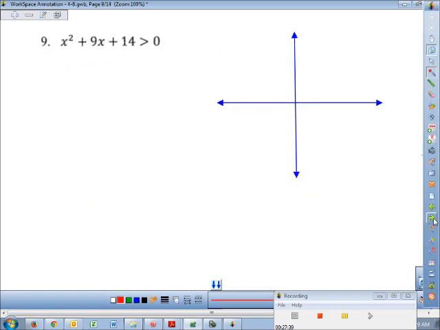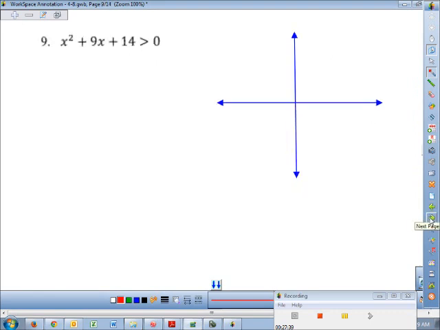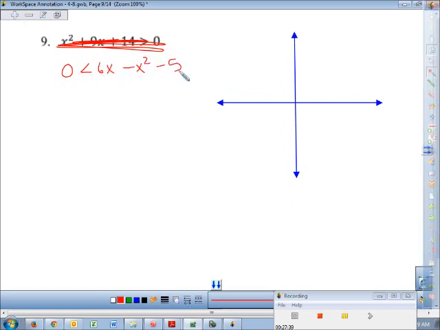Next, let's skip number 9 and go to number 10. I've got to get him back. So start working on number 10. Let me just rewrite him here since I don't have him: 0 less than 6x minus x squared minus 5. What's the problem with number 10? What don't you like about him?